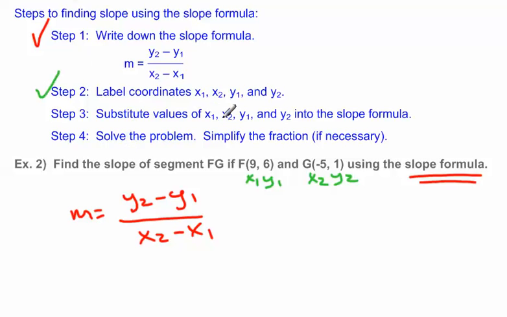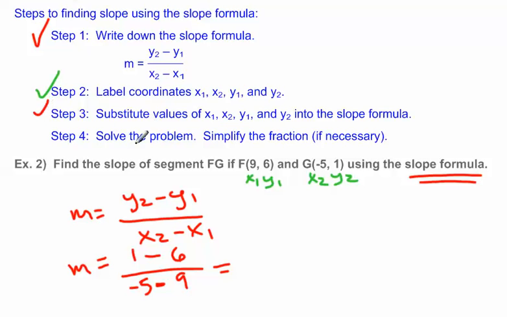Now substitute the values of x1, x2, y1, and y2 into the equation. So let's do that here. So m equals y2 is 1. Subtract. y1 is 6. Then we have x2 is a negative 5. And then we have the subtract sign. And then we have x1 is 9. And there's no double negatives here, so I don't have to worry about double negatives becoming a positive.